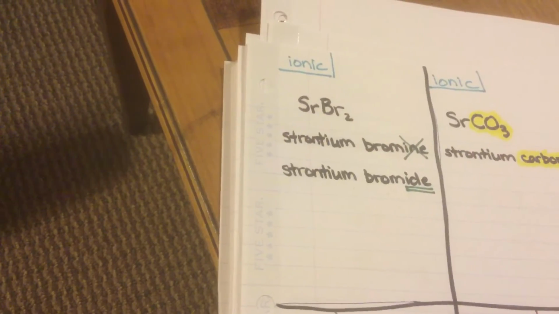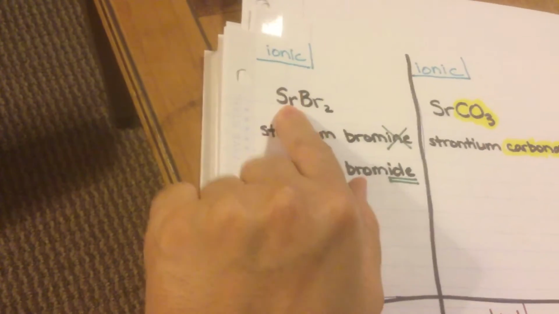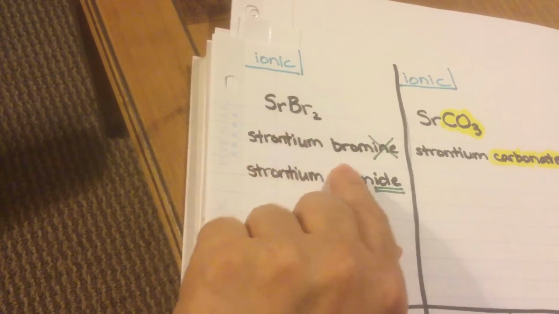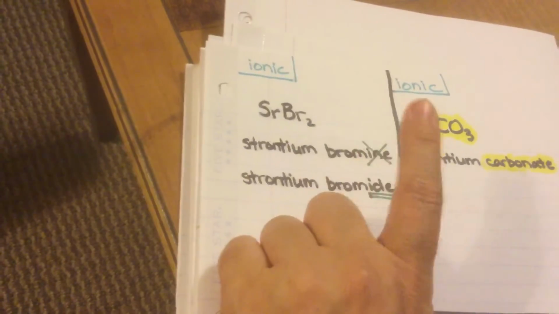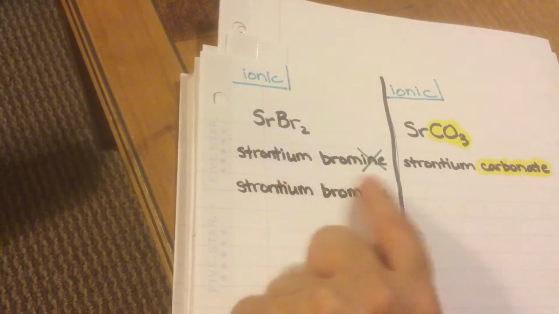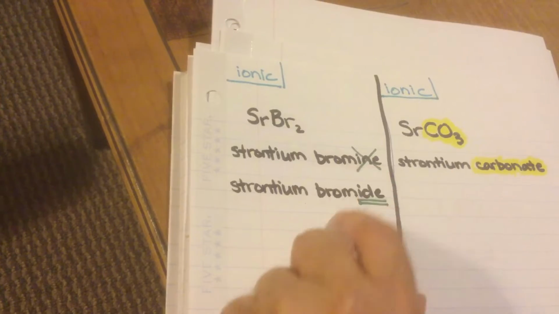But now ionic. This is what your question asked, and it's the first and simplest kind of ionic. So I've got Sr, that's strontium. I've got Br, that's bromine. But whenever bromine joins up in a union with strontium, he changes his last name from bromine to bromide.